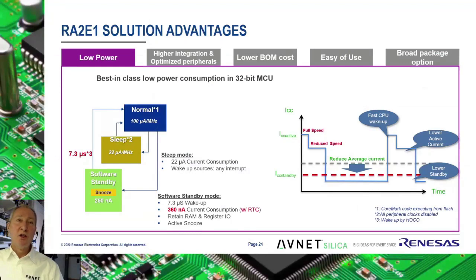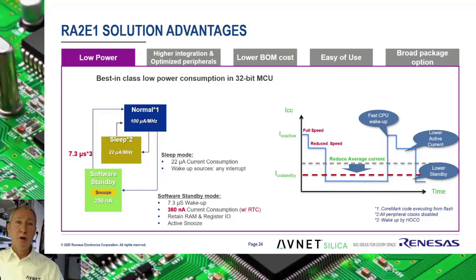As already mentioned, the RA2E1 offers the best-in-class low power consumption in a 32-bit microcontroller. The sleep mode of this device stops CPU operation, reducing overall microcontroller current consumption by 80%. The software standby mode disables the microcontroller's on-chip functions, reducing power consumption to the lowest level possible. At the RA2E1, typical software standby current is 250 nanoamps, and RTC software standby current is 360 nanoamps.